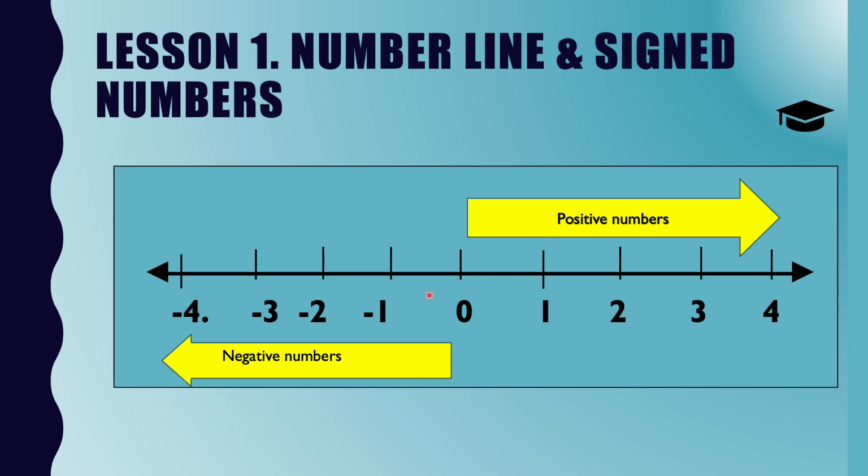So in this number line, we always have 0, and we have positive numbers, and we have negative numbers. Always remember, positive numbers are always on the right side. Negative numbers are always on the left side. So this number line you need a whole lesson to remember.